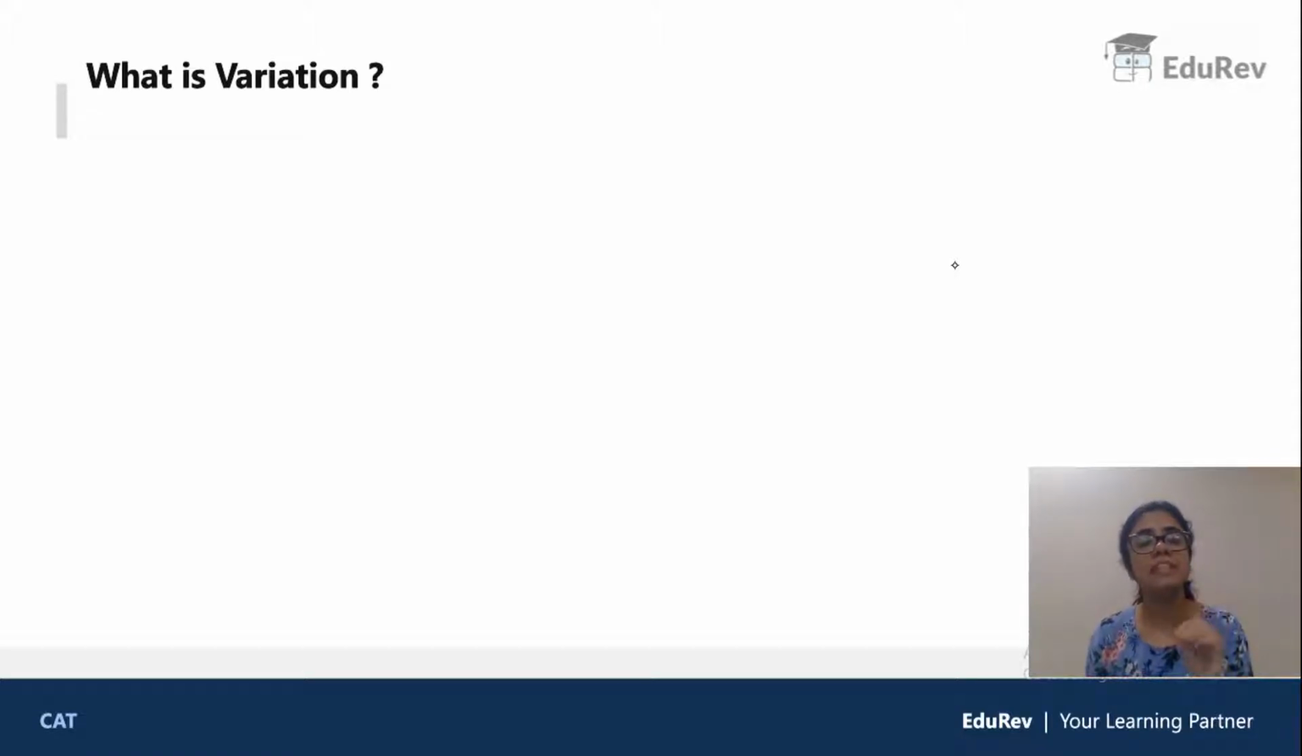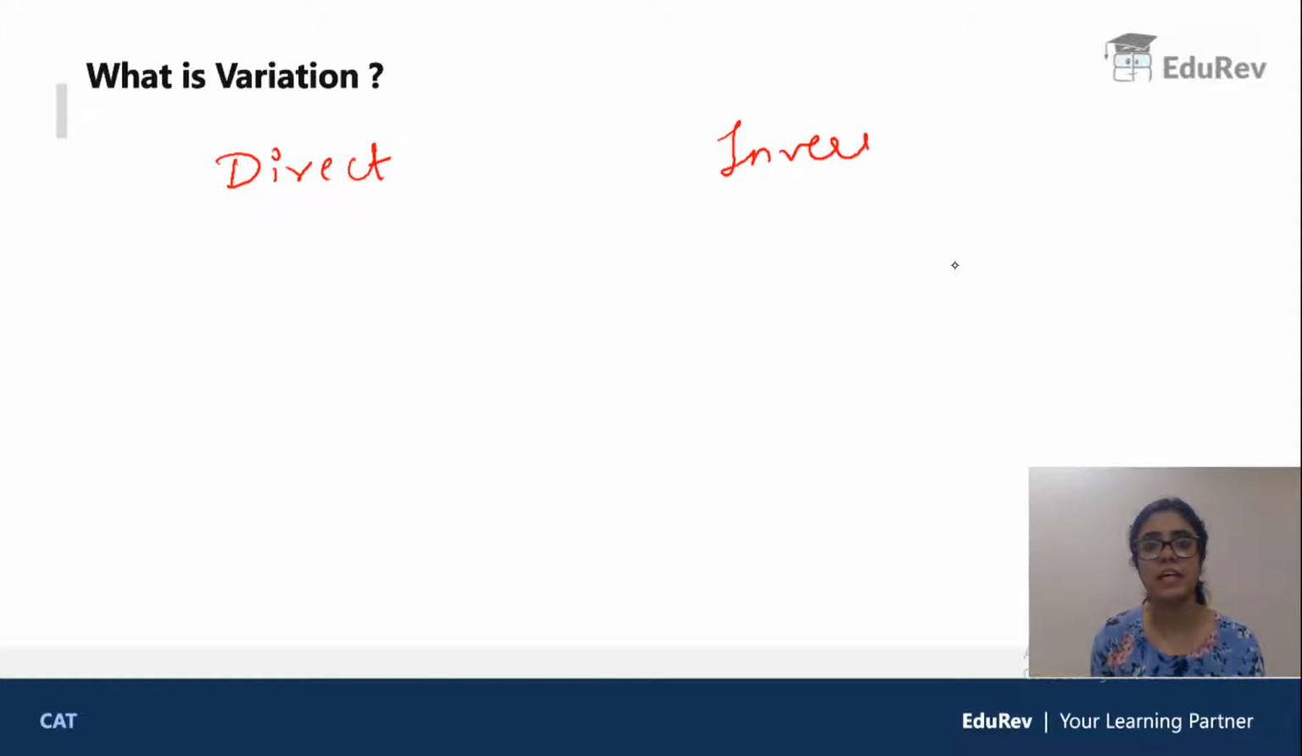There are two basic types of variation depending upon the impact it has. The first is called direct variation and the other is called inverse variation. Suppose I have an entity A, if I increase that, B will also increase. If I decrease A, B will also decrease. So this is called direct relation or direct variation. Here we write it as A varies directly with B. If one increases, the other also increases. One decreases, the other also decreases.